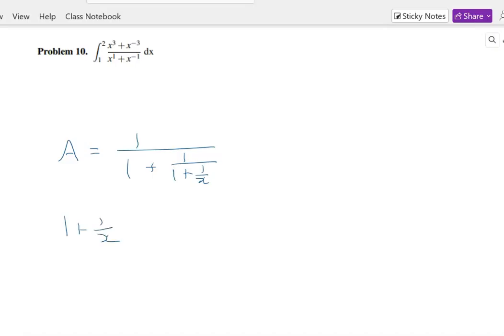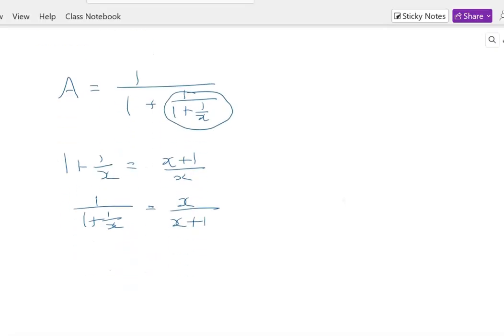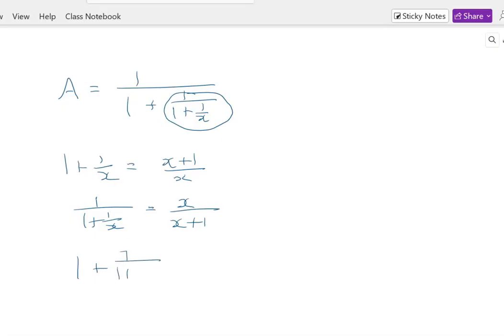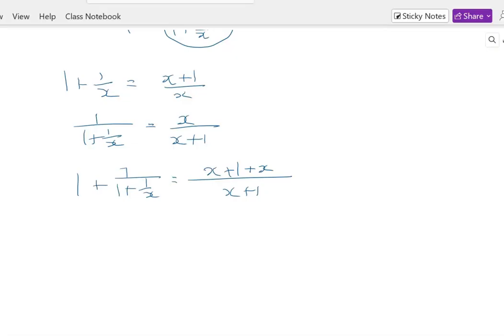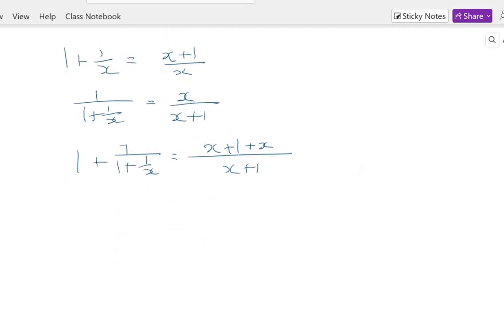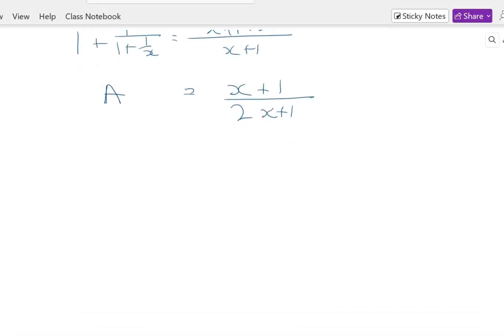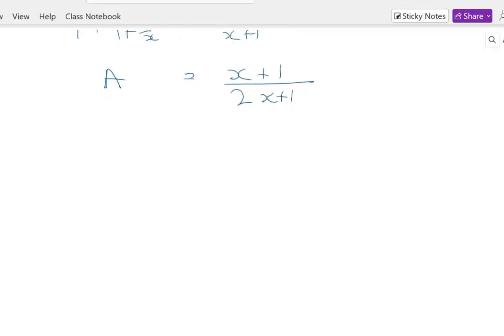We've got 1 plus 1 over x is equal to x plus 1 over x. So 1 over 1 plus 1 over x will be x over x plus 1. So that sorts out that. And that gives me 1 plus 1 over 1 plus 1 over x is going to equal x plus 1 plus x, just getting a common denominator, right? So what we're doing here is really just like year 9 fractions. And now we want 1 over all of that. So big A, which is 1 over all of that, will be x plus 1 over 2x plus 1, which is obviously a much, much simpler integral to work with, but still kind of cool.